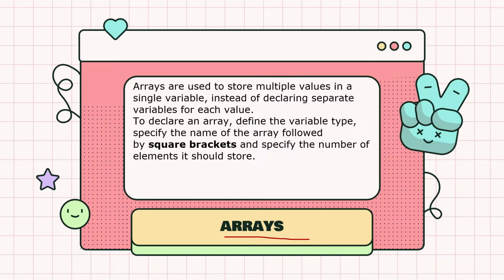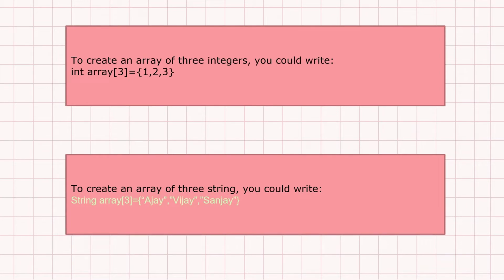To declare an array, we have to give a specific name to the array, and then a square bracket in which we specify the number of elements it should store. If we need 3 elements to be stored in the array, we write the number 3 in the square bracket after writing the name of the array. So this is how we write it.